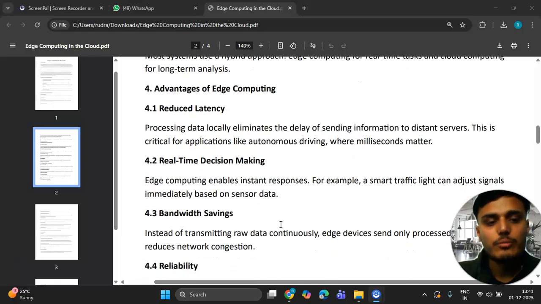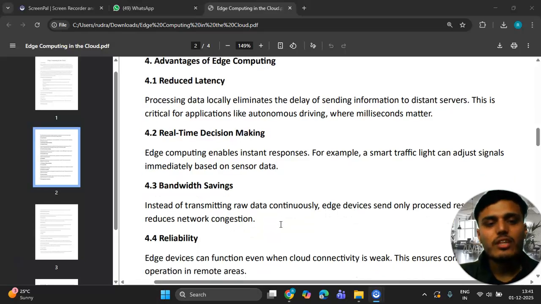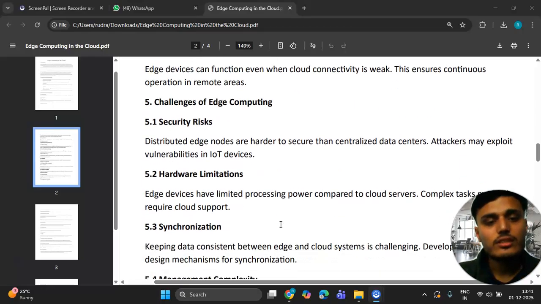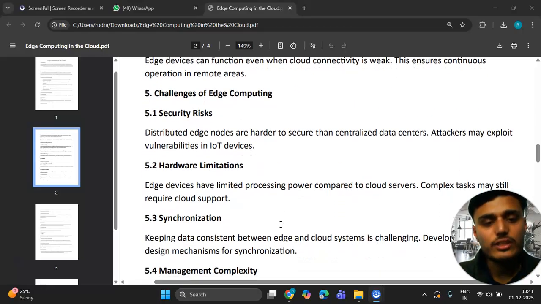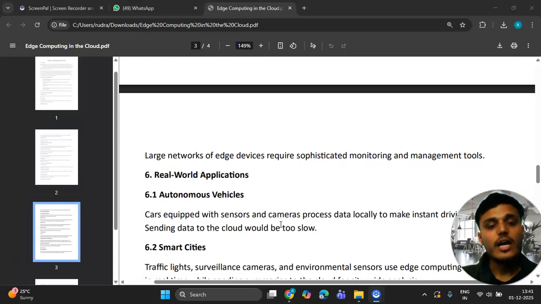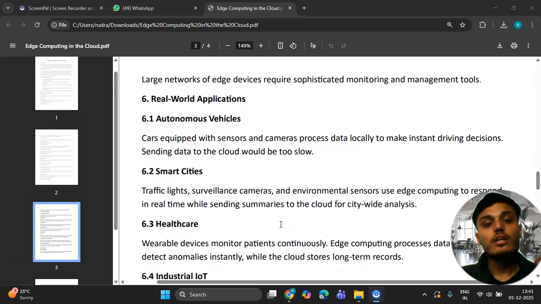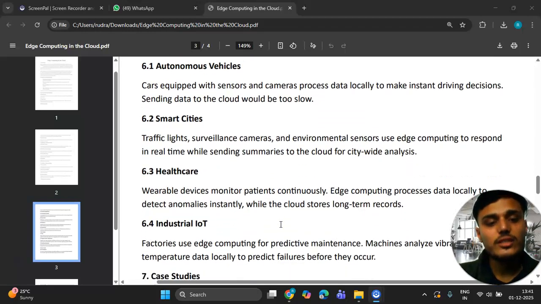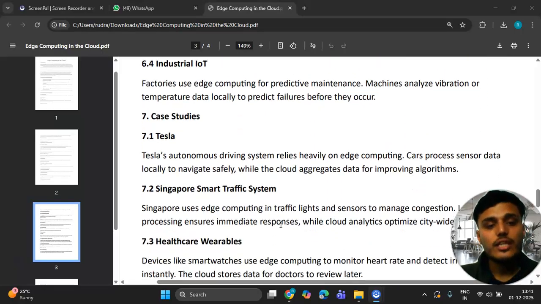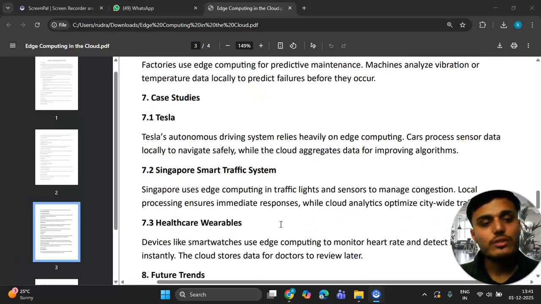The advantages of edge computing are reduced latency, real-time decision making, bandwidth savings, and reliability. The challenges are security risks, hardware limitations, synchronization, and management complexity. The real-world applications are autonomous vehicles, smart cities, healthcare, and industrial IoT. For case studies, one is Tesla, so we will discuss this.